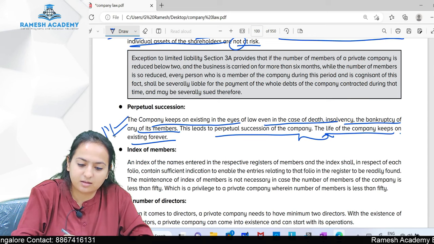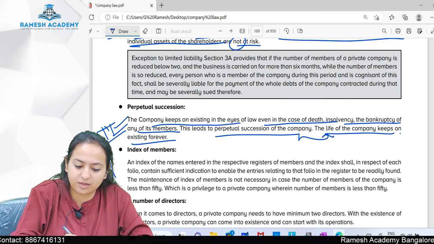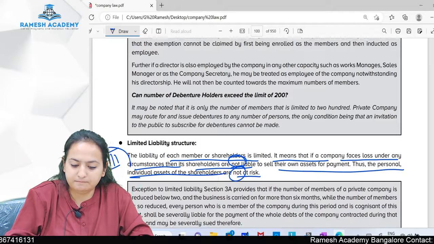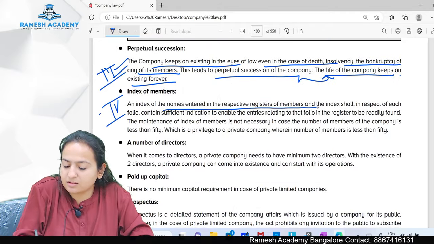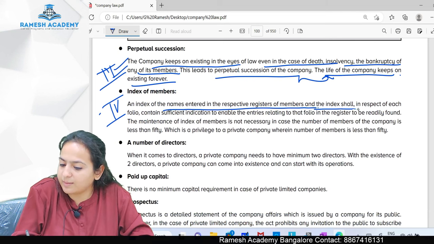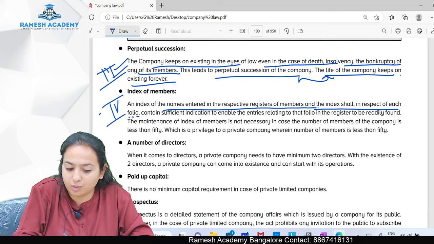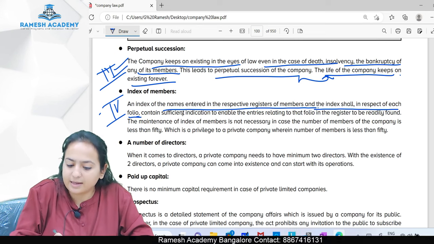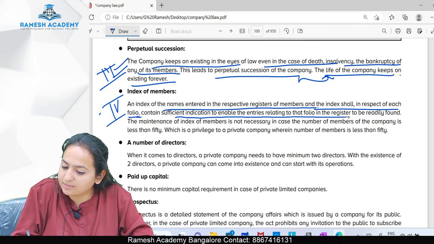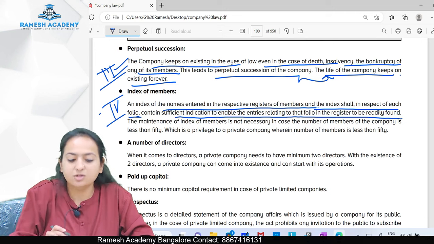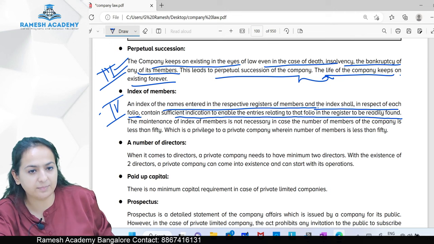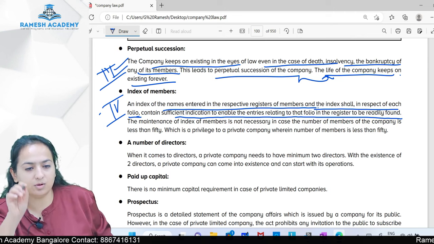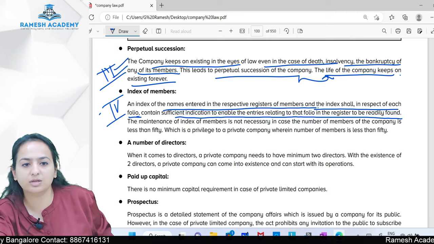This is the third point. The fourth point is the index of the members. The index of the names must be entered in the respective register of members, and the index shall be in respect of each folio. There should be a folio number, and it must contain sufficient indication to enable the entries to that folio in the register to be read. So proper names should be written in the statutory register of a private company along with a folio number. A folio number is like an attendance roll number: 1, 2, 3, 4.